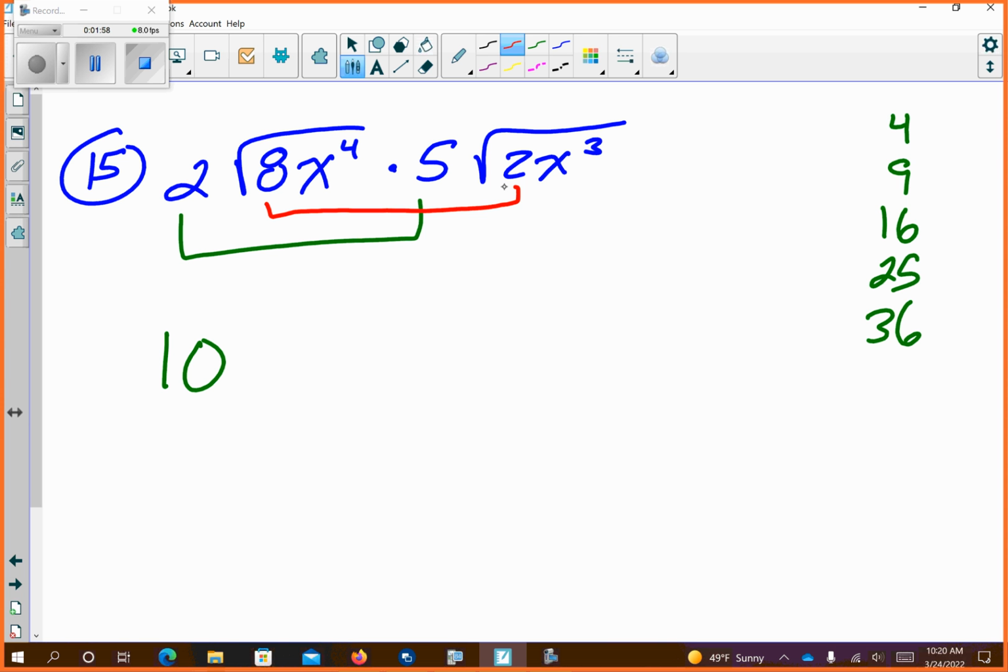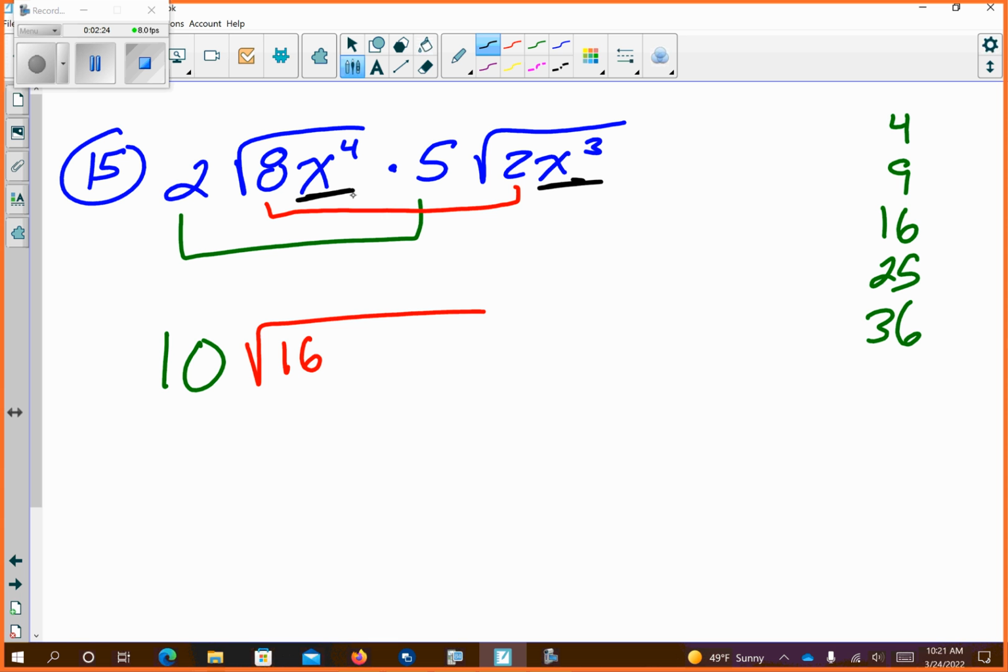And 8 times 2 is what? 16, which is a perfect square, right? Okay, so right now underneath here, I'm going to get 16. Now, let's carefully think about this. How many total x's will be under the radical sign? 7, but 7's not even. So what should I do with my x's?